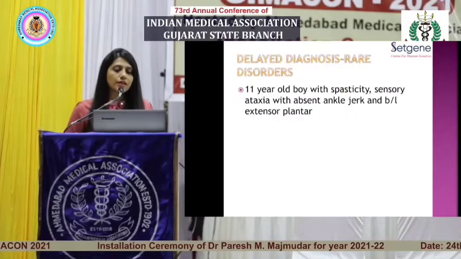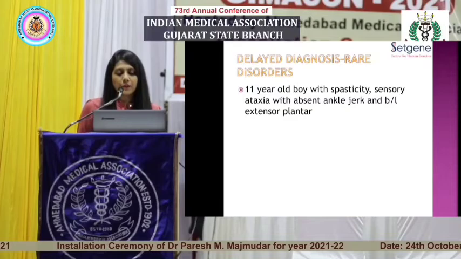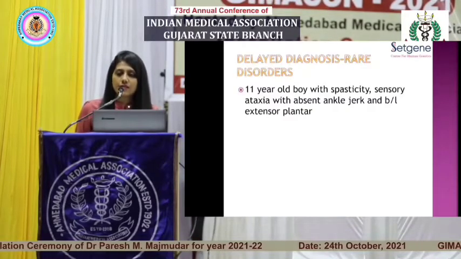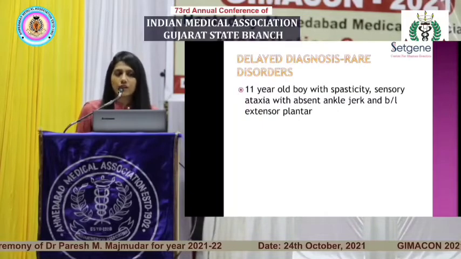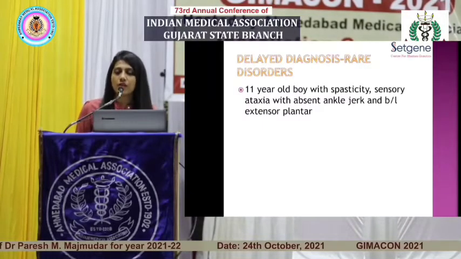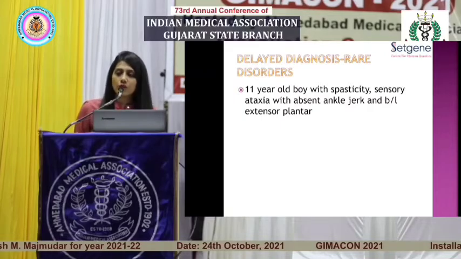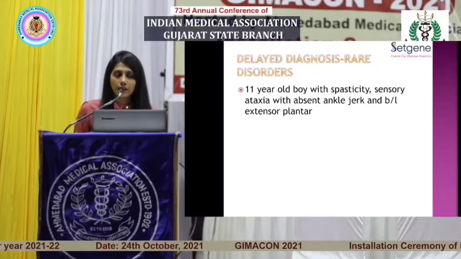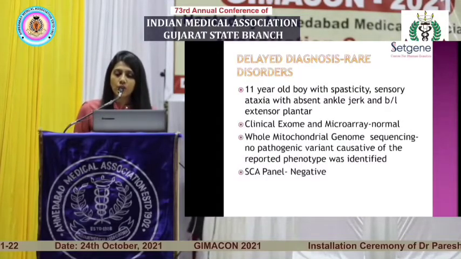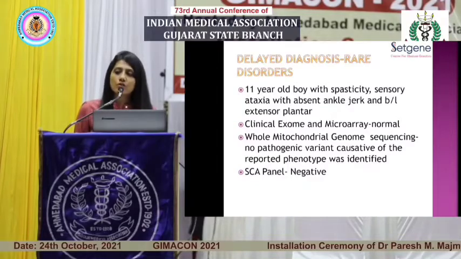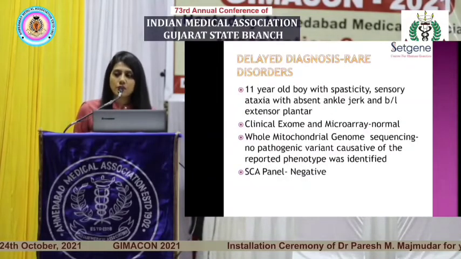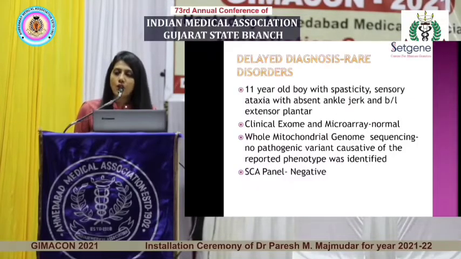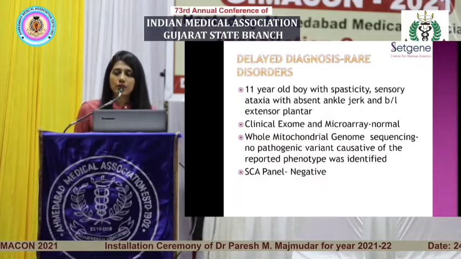Now the next case is one of my patients, an 11-year-old boy with spasticity and sensory ataxia but absent ankle jerk and bilateral extensor plantar. Basically they came to us with all the genetic reports done. They already did clinical exome and microarray, which were normal. They also did mitochondrial sequencing, which was normal. Because of the ataxia, a spinocerebellar ataxia panel was also done. That was also negative. So with all these things they came to us for further diagnosis.